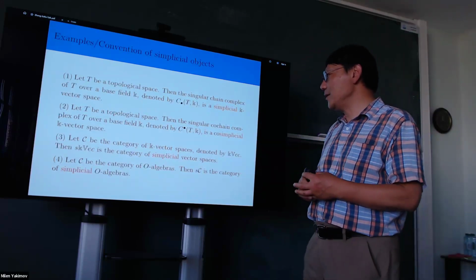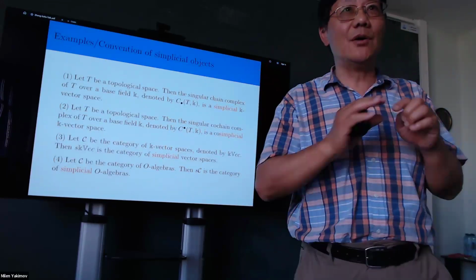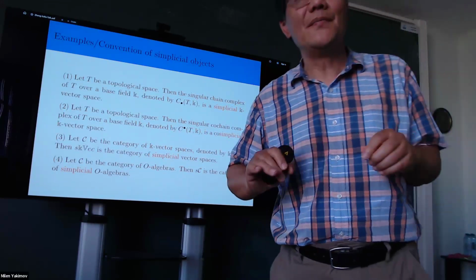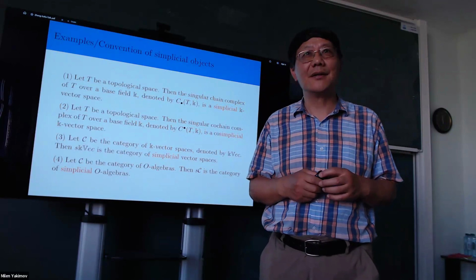So we look at item 4. We start with O-algebras, category algebras. Then we can look at the simplicial object. So it's an O-algebra in SK.